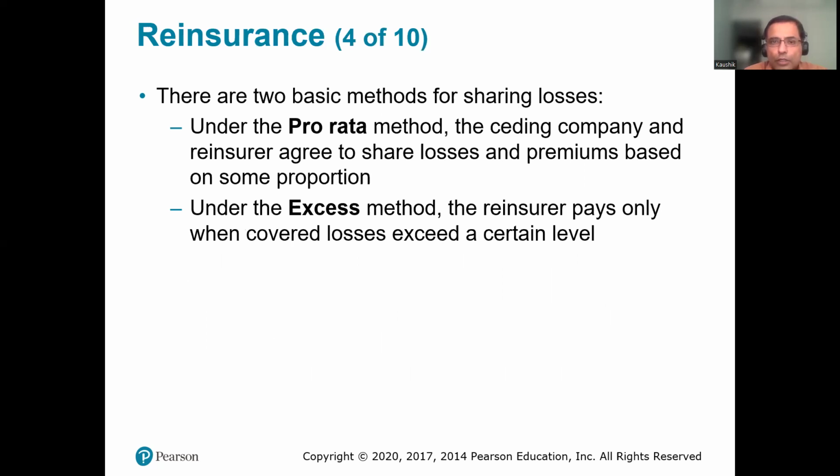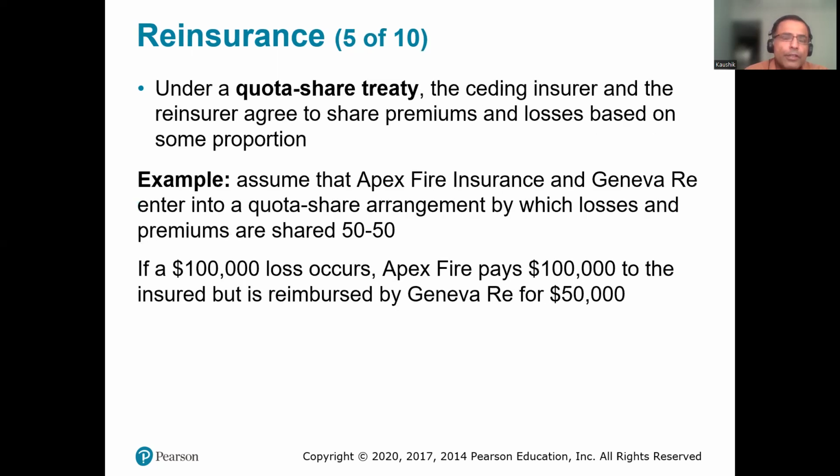There are two basic methods of sharing losses. One is the pro rata method, where the ceding company and the reinsurer share losses and premiums based on a certain proportion. And the other is the excess method. So here the reinsurer pays for losses once they exceed a certain level. So we will look at different methods which are either pro rata or excess.